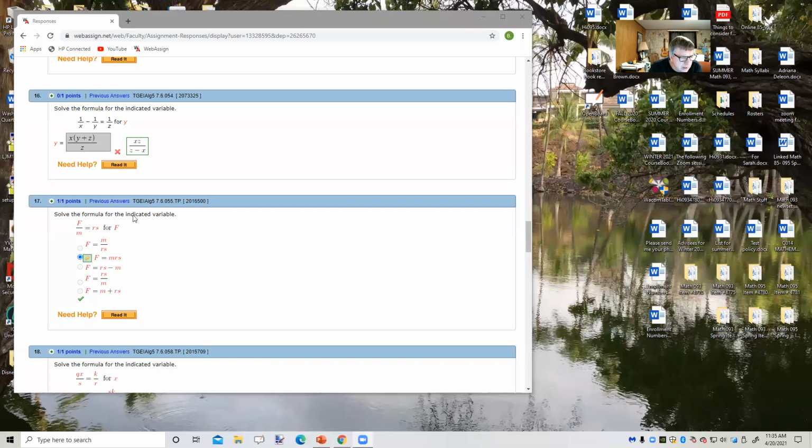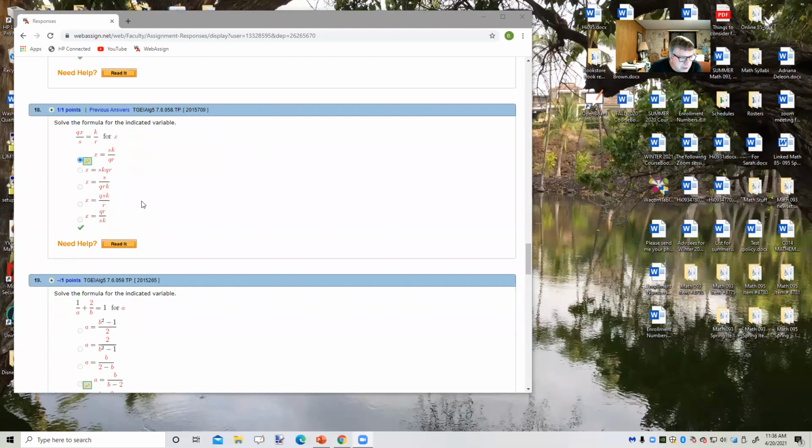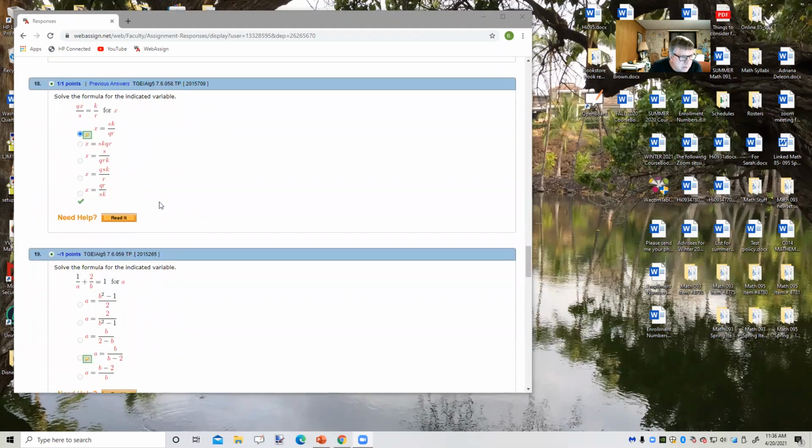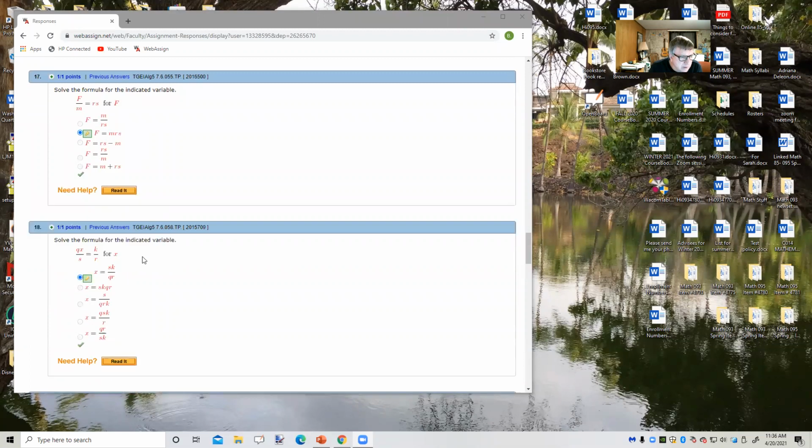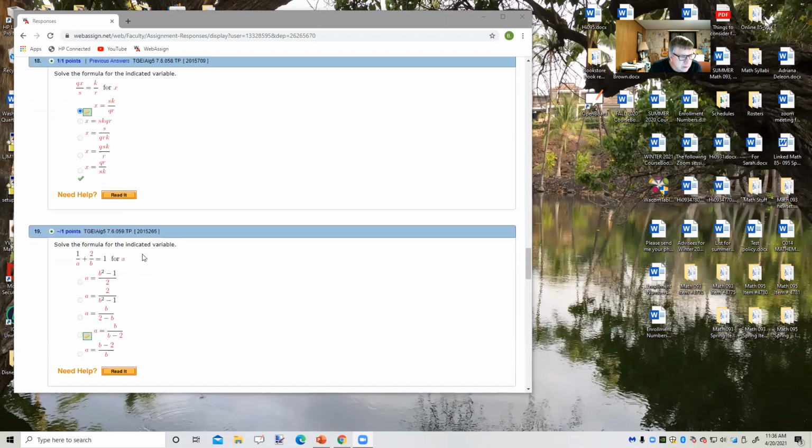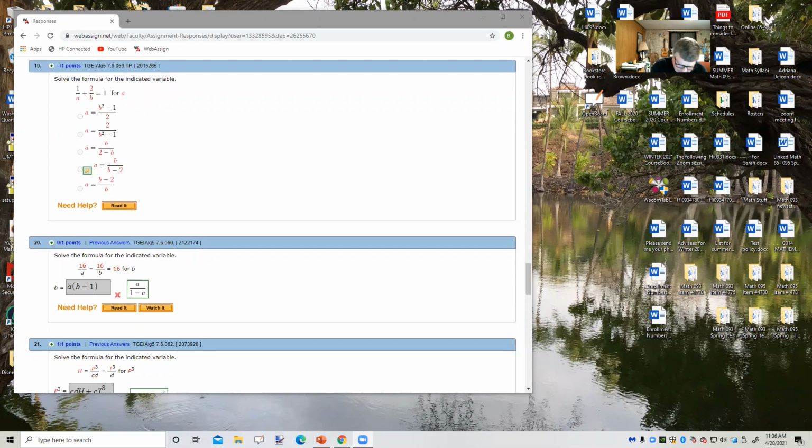It looks like, did you need me to go over 17 or 18? Looks like you've got those fine. Number 19, I had a little bit of trouble. Okay, let's take a look at 19. Solve the formula for the indicated variable. So 1 over A plus 2 over B equals 1. And we are to solve for A.